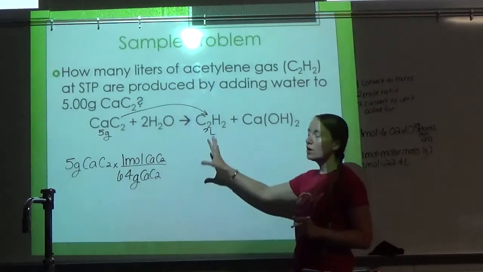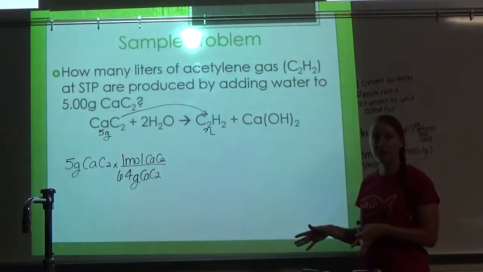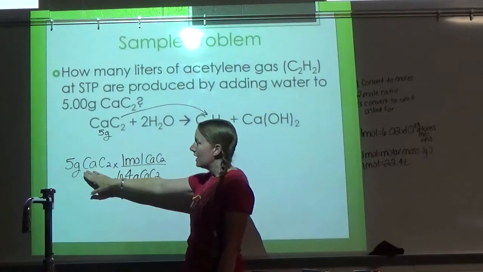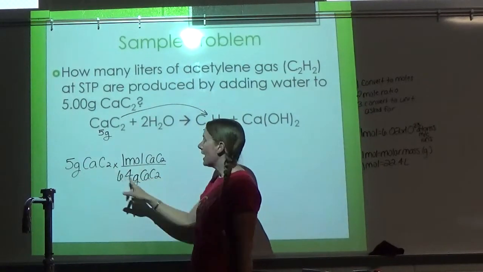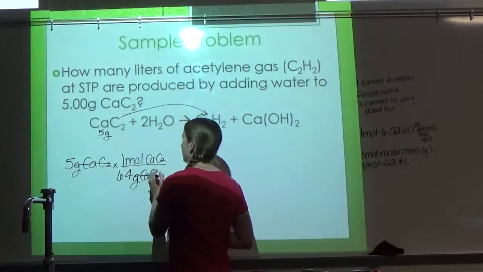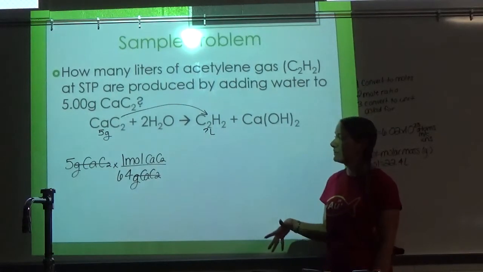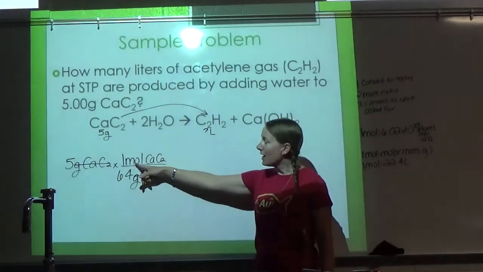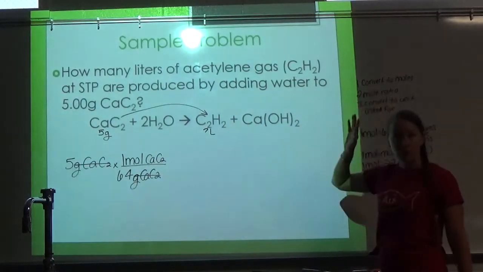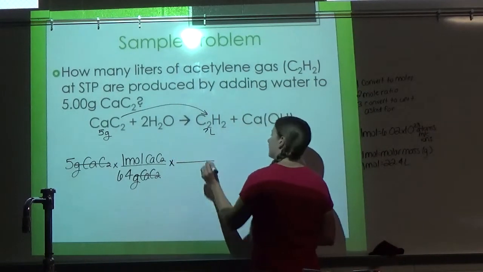Notice all of them are CaC2 right now. We have not switched over to C2H2 yet. I have my grams of CaC2. I needed to convert it to moles, so I added up the molar mass. I put that on bottom so that grams will cancel. Remember, we don't want grams. We're trying to get to liters, so we need to get rid of grams. Now I have moles of CaC2, so I've successfully converted to moles. Now we just move on. Don't start a new problem, just keep going.